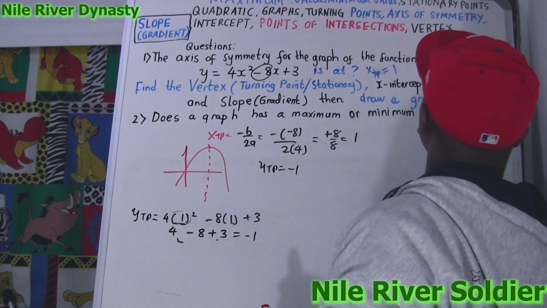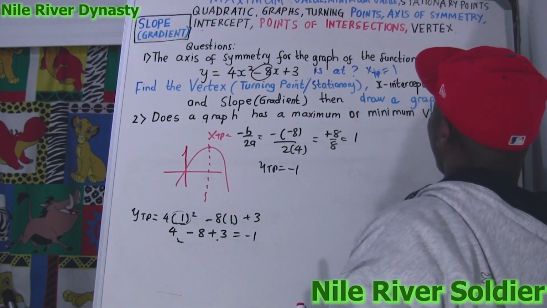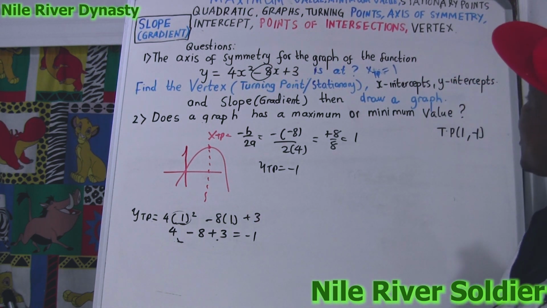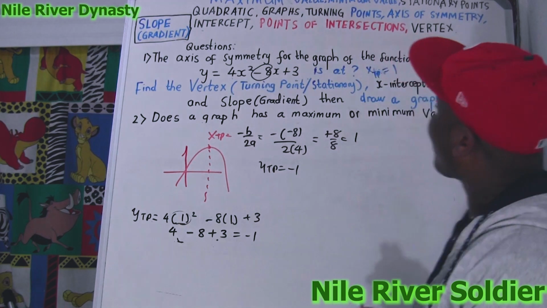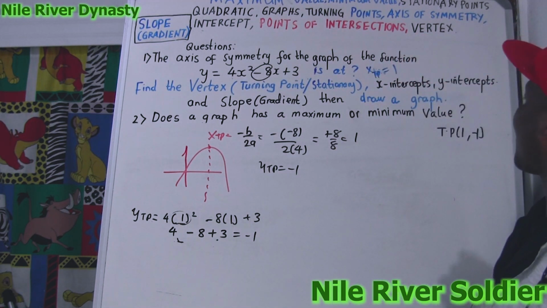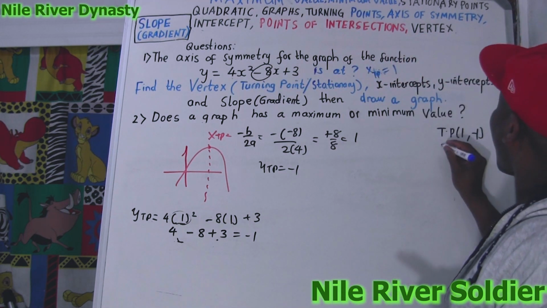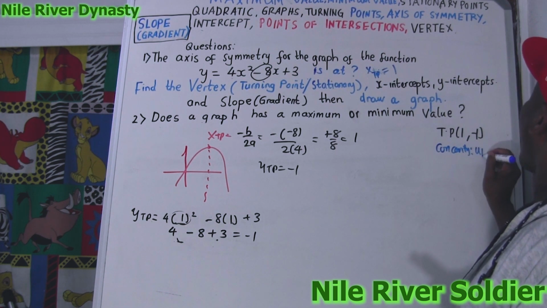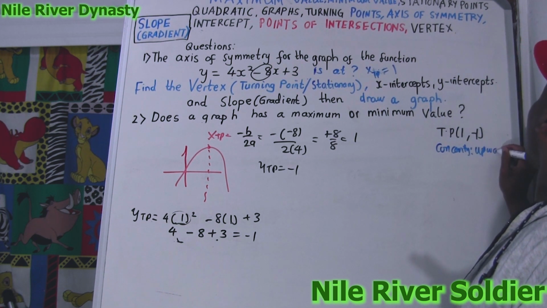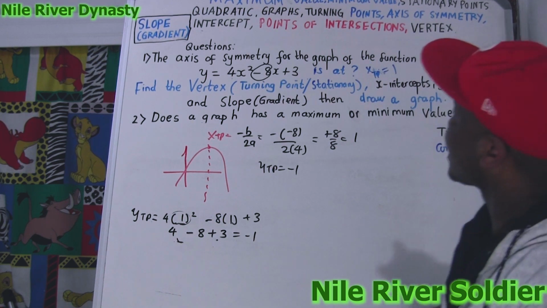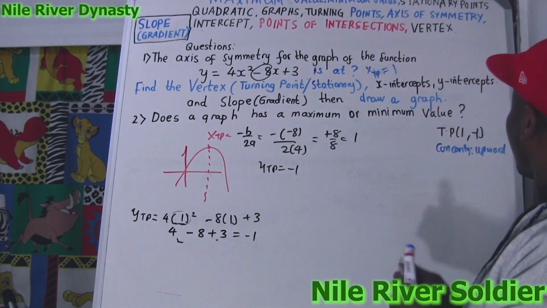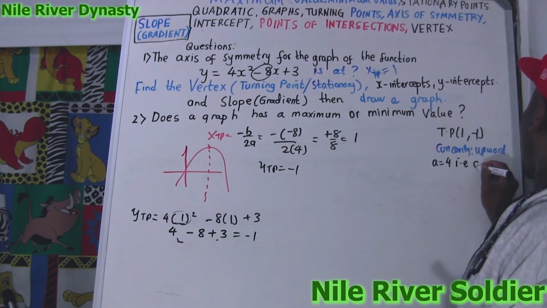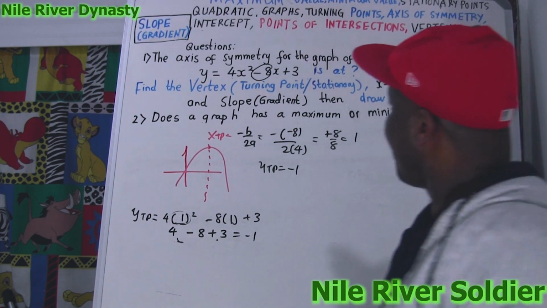So we can write here our tangent point equal to 1 and negative 1. You know what I'm saying? And the graph is going to concave upward. They didn't ask, but I'm just doing it for fun. What about concavity? Concavity is going to be what? Upward. Why? Because our a is greater than 0. Our a equal to 4. That means a is greater than 0.